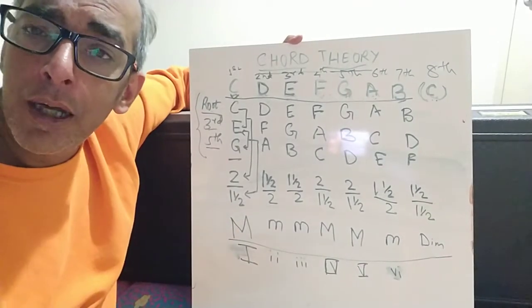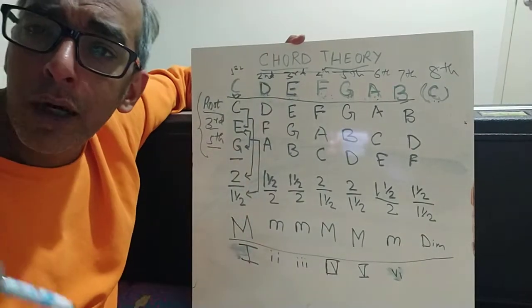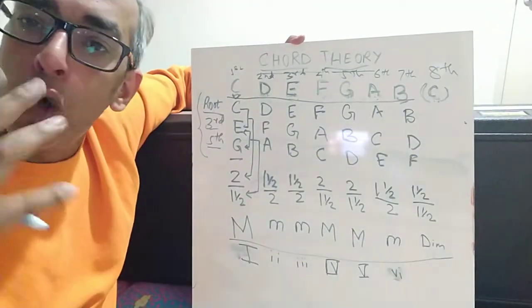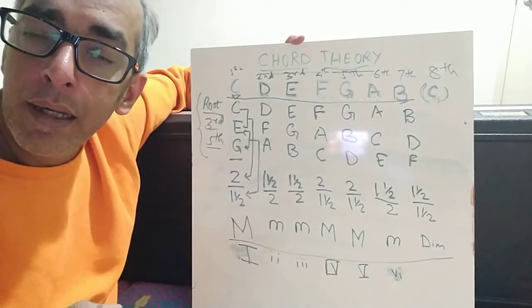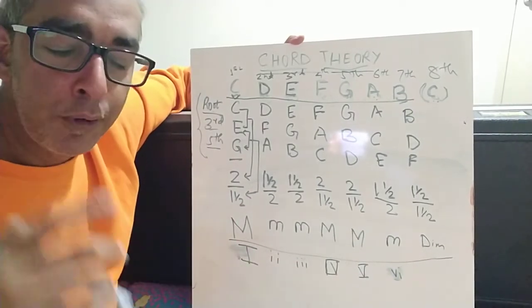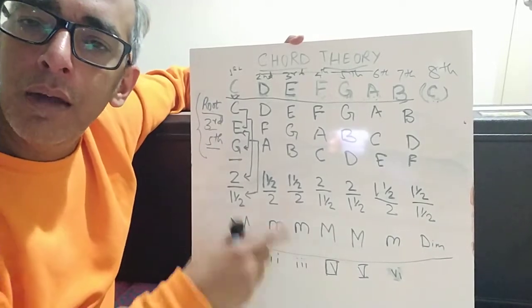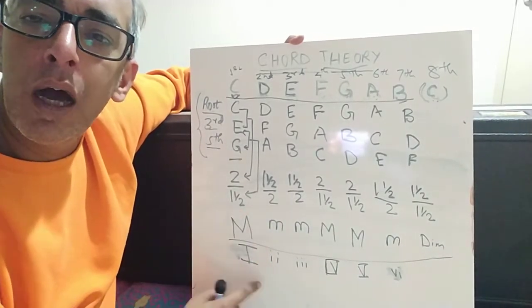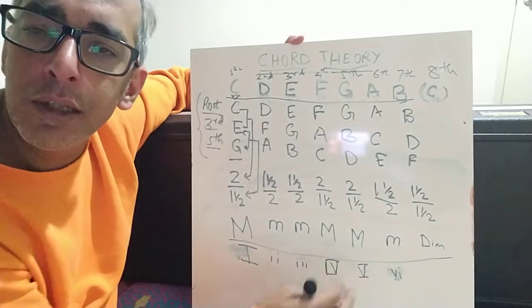In the next lesson on the guitar, I will show you how to play this, because I have already shown you the scale shape in my previous lesson, lesson number 9, on the guitar. Based on that scale shape, I will demonstrate how you play these 1, 4, 5 and 2, 3, 6 on the guitar.